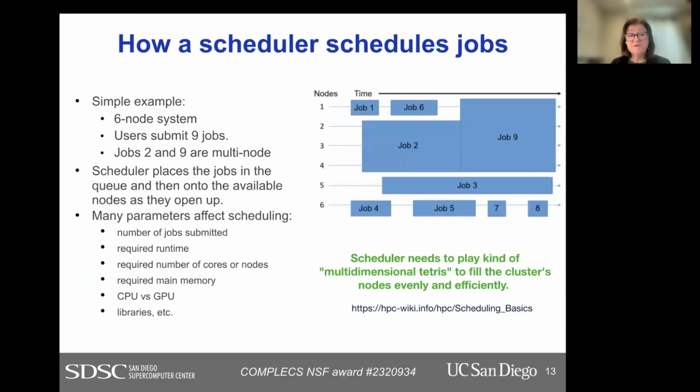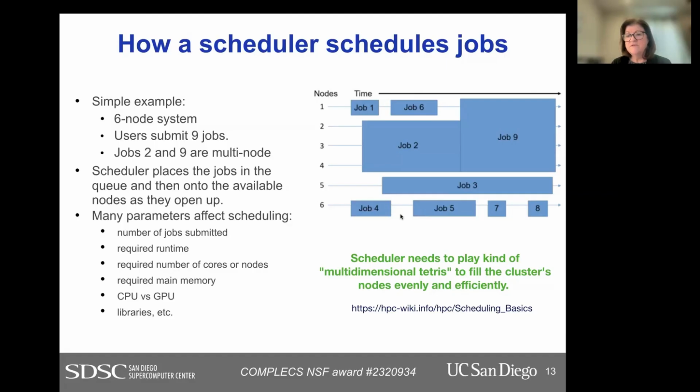So how the scheduler schedules jobs. The simple example is here I've got 6 nodes, 1 through 6. The users are going to submit 9 jobs all at once. They all get submitted. Some get started. Some might have already been running. And jobs 2 and 9 are what we call multi-node. And so job 9 is running, and this is time going by. And job 3 is running in parallel with job 9. Job 8 runs, it ends. Job 7 gets launched, it ends, and they're all on node 6.